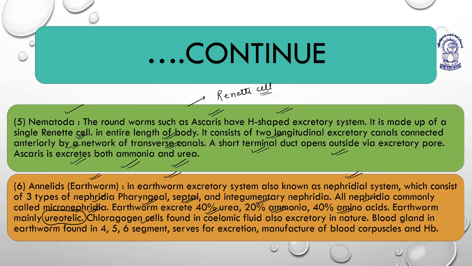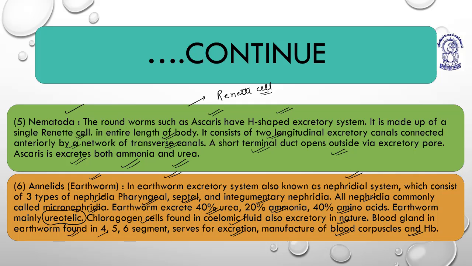Chloragogen cells found in the coelomic fluid are also excretory in nature. The blood gland in earthworm, found in segments 4, 5, and 6, serves for excretion, and it also helps in the manufacturing of red blood corpuscles and hemoglobin.